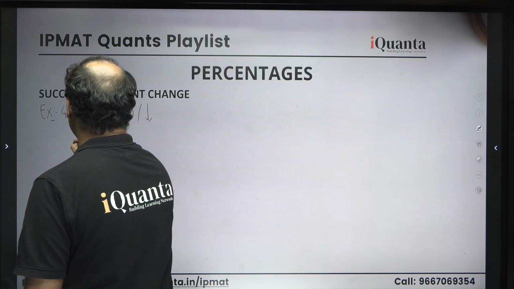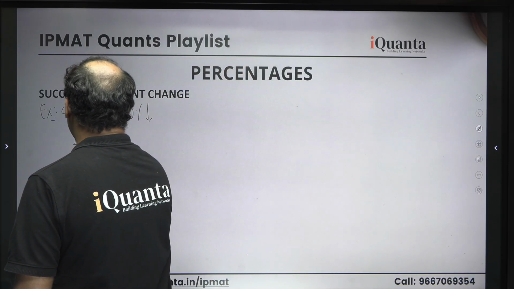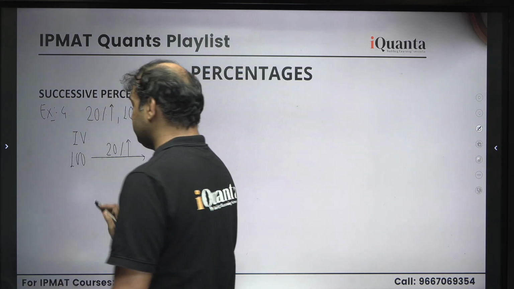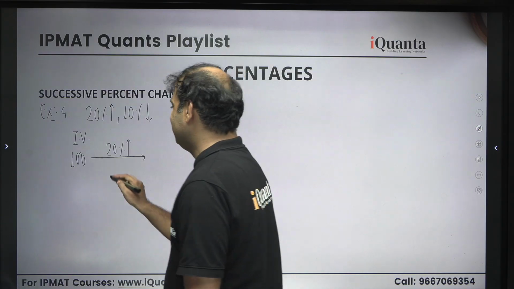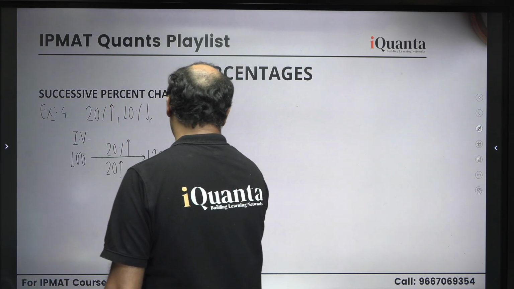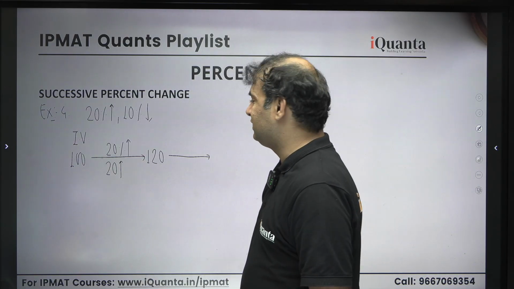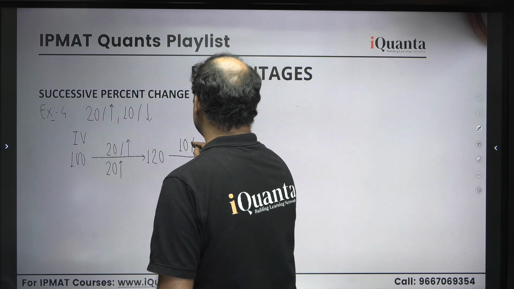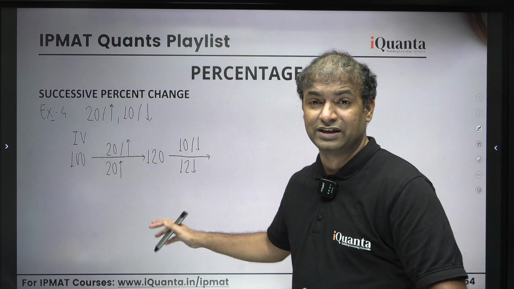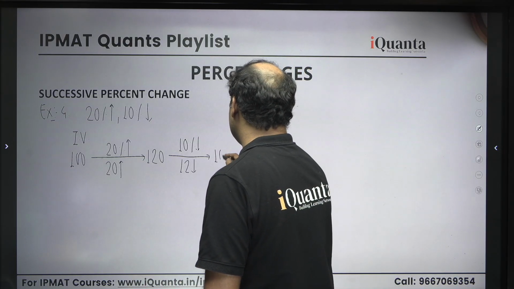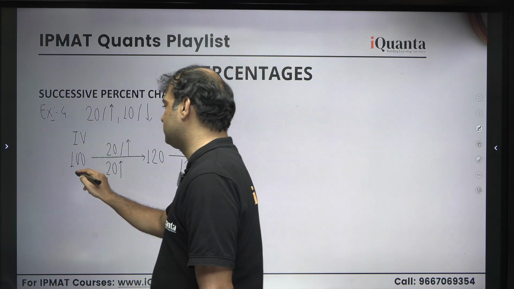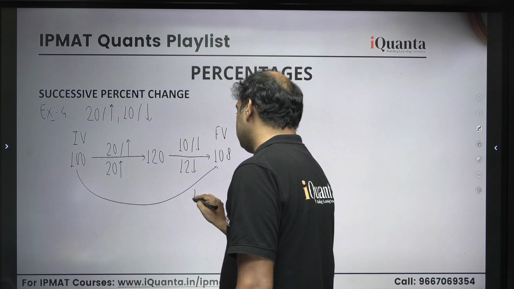Let's say the initial value is 100. First increasing by 20%. So what is 20% of 100? The 20% of 100 is 20, so 100 increasing by 20 will give us 120. Now it is decreasing by 10%, so 10% of 120 is 12. So 120 decreasing by 12 is 108, which is the overall final value. So the initial value is 100, the final value is 108, overall increasing by 8.